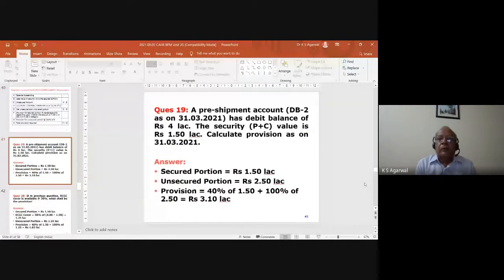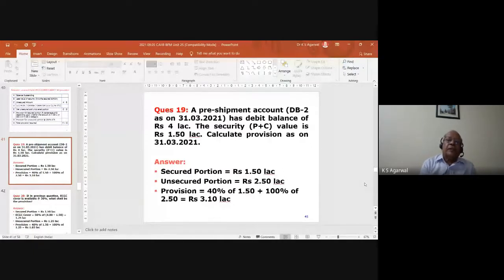So now we come to the numerical part of it. A pre-shipment account, that is also a CC account. It is DB2 as on 31st March 21, has debit balance of 4 lakh. The primary plus collateral security taken together is 1.50 lakh. Calculate provision as on 31st March 2021. Now secured portion is how much? 1.50 lakh. Unsecured portion will be 4 minus 1.50, that is 2.50 lakh. And because it is DB2, so 40% of 1.50 lakh and 100% of 2.50 lakh, that adds up to 3.10 lakh. This will be my answer.